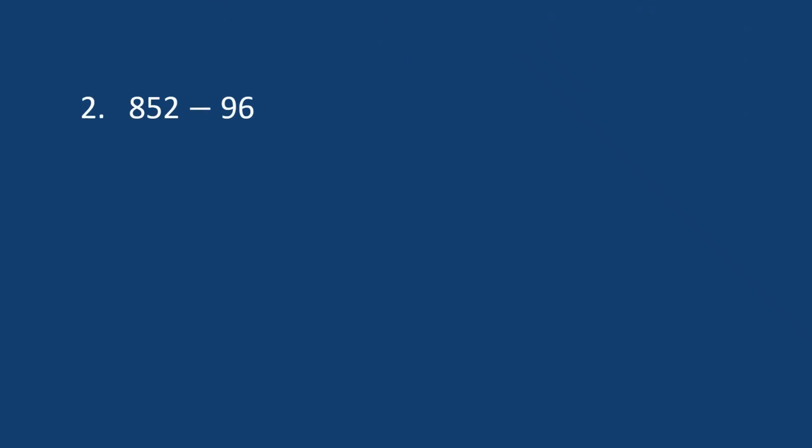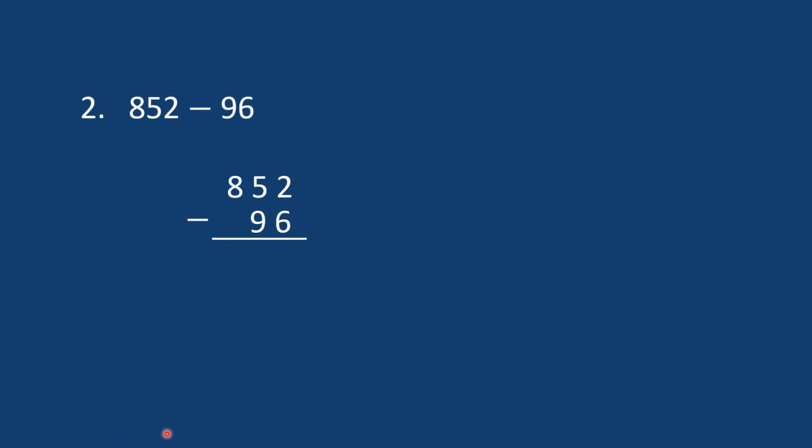Example number 2. 852 minus 96. Arrange the numbers vertically according to their place value. 852 minus 96. 2 is in the ones place. 6 is in the ones place. 5 is in the tens place. 9 is in the tens place. And 8 is in the hundreds place.